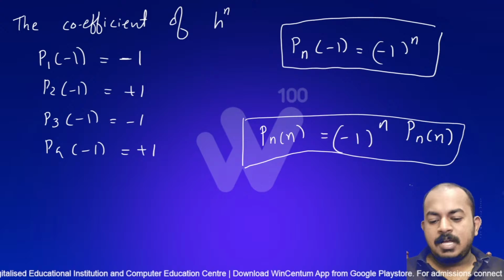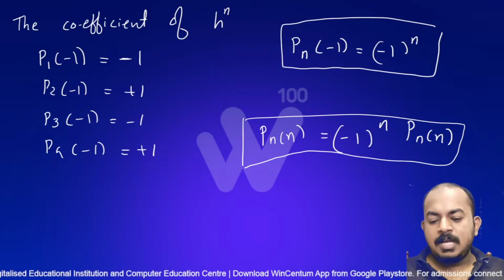Okay, so let's do some properties. P1 of 1, we know P1 of 1 is what? 1. Pn of 1 is 1 and Pn of minus 1 is minus 1 to the power n. So here for x equal to 1, and here for x equal to minus 1.